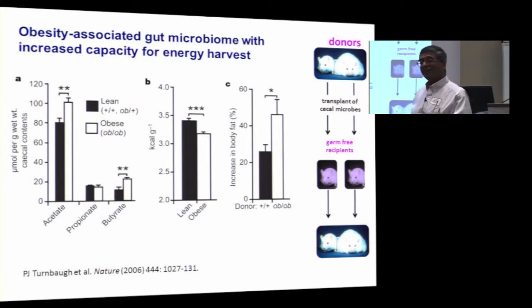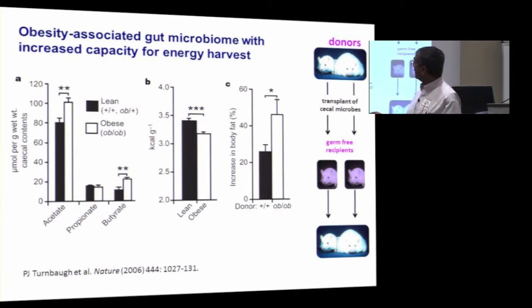This is the first study that really came about, by Jeff Gordon's group, when they found an obesity-associated gut microbiome that increased the capacity for energy harvest. What they did was quite simple. They looked at a lean mouse and an obese mouse, and they looked at the cecal contents for short-chain fatty acids. Remember, the short-chain fatty acids are usually generated by bacteria. They looked at levels of acetate, propionate, and butyrate.